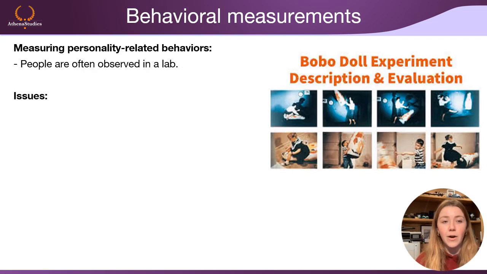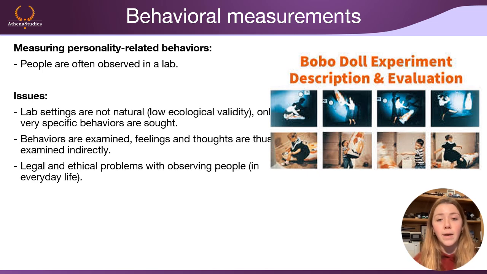Last tests are the behavioral measurements. So here we actually measure personality-related behaviors. And the pro is that people are often observed in a lab, which is a very controlled environment. We do have some issues. Well, namely, the lab settings are not natural settings. So we have a low ecological validity here.